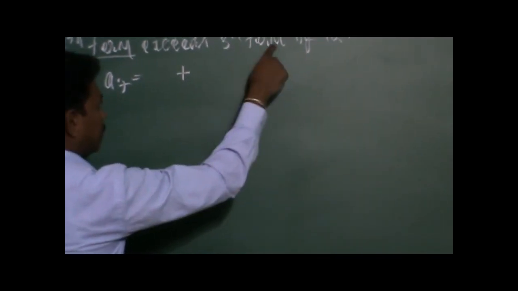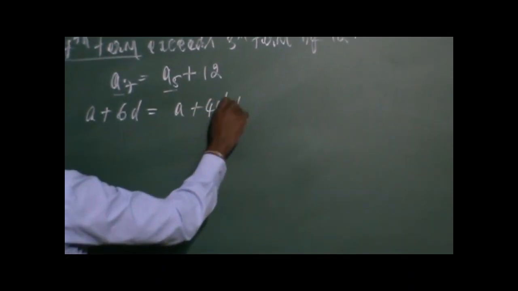Exceeds is nothing but a plus sign. The 7th term exceeds the 5th term by 12. So write the 5th term here. It exceeds the 5th term by how much? It is 12. So this is the mathematical statement: the 7th term exceeds the 5th term by 12.